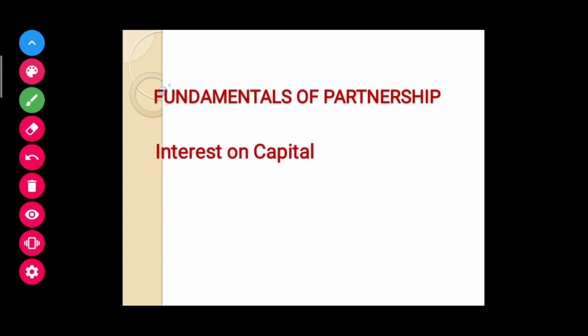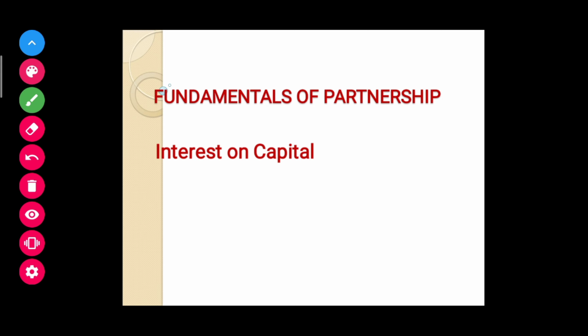Hello students, you have already learned about the concept of profit and loss appropriation account. Can you list down the items which are recorded on the debit side of profit and loss appropriation account? Yes, partner's salary, interest on partner's capital, partner's commission, transfer to the reserve and divisible profits.